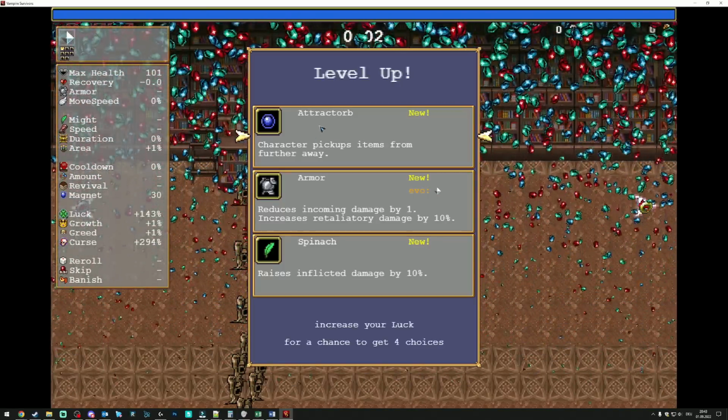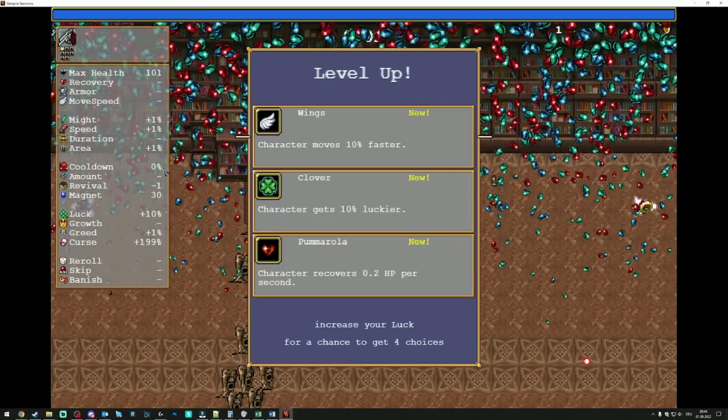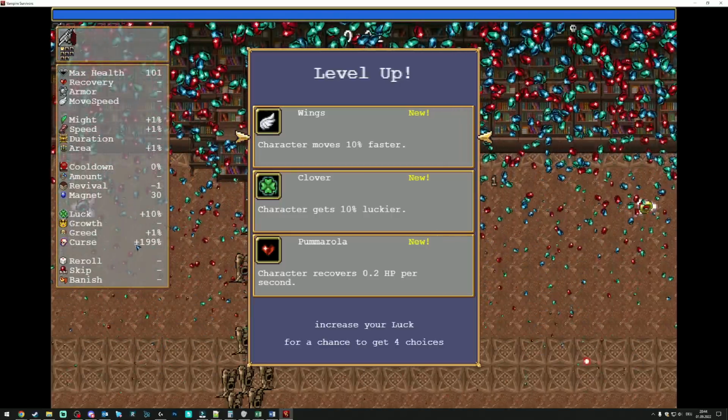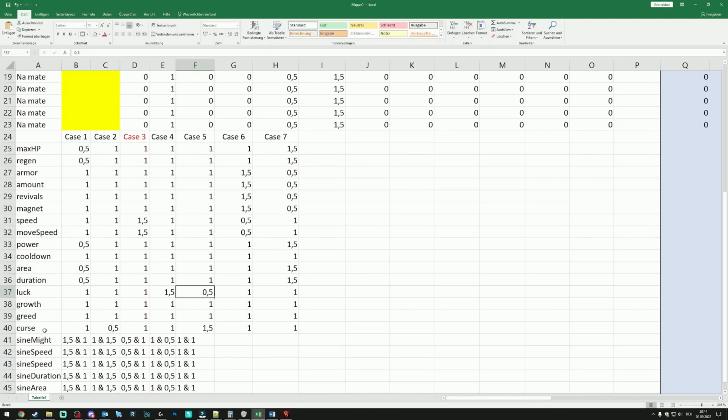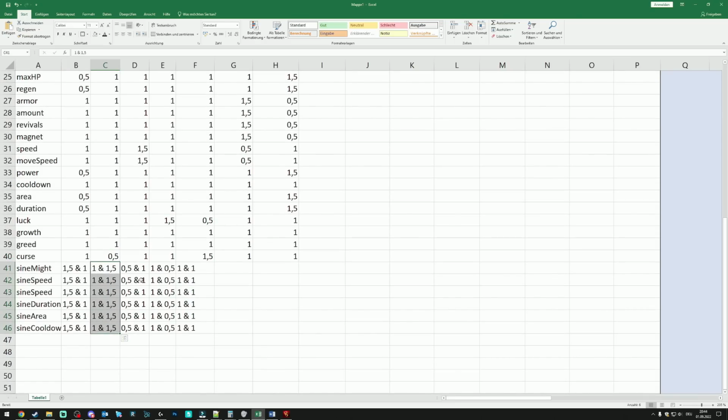All the other stats got changed slightly, or most of them, but none of these got changed as severely as luck and curse. Here we can see the next one, and the one that got changed is curse. Oh, there's no other one. Wait, there was one that was only curse, I'm pretty sure. Curse? Yeah, this one here. So in this run, we would have had the case 2, where curse is turned down to 0.5, but whatever the last value here is for the sinus curves is increased to 1.5.